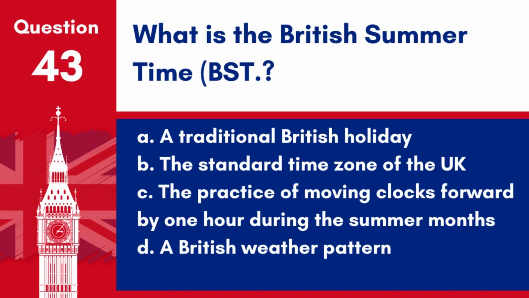Question 43. What is the British Summer Time, BST? A. A traditional British holiday. B. The standard time zone of the UK. C. The practice of moving clocks forward by 1 hour during the summer months. D. A British weather pattern. Answer: C. The practice of moving clocks forward by 1 hour during the summer months. British Summer Time, BST, is the practice of adjusting clocks forward by 1 hour during the warmer months to extend evening daylight.